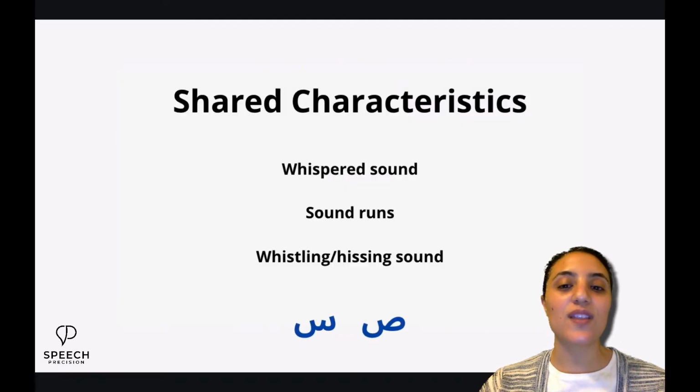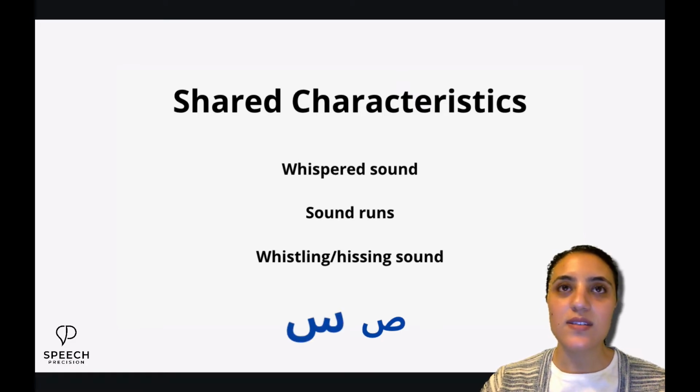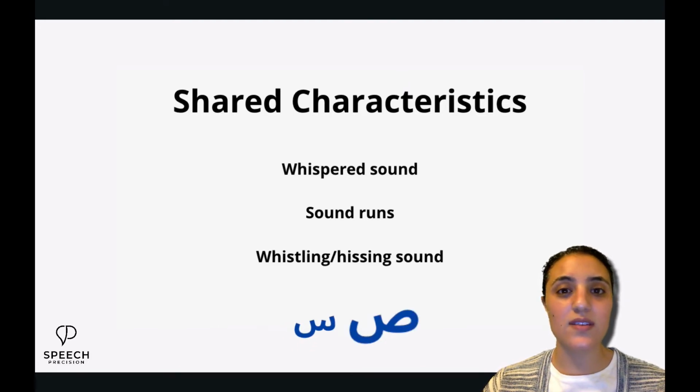They also share a lot of characteristics. The Seen and the Saad are both whispered sounds. So there's no voice coming out with these two sounds. So for the Seen, s, it's all air, there's no voice. And for the Saad, same thing, s, all air, no voice.